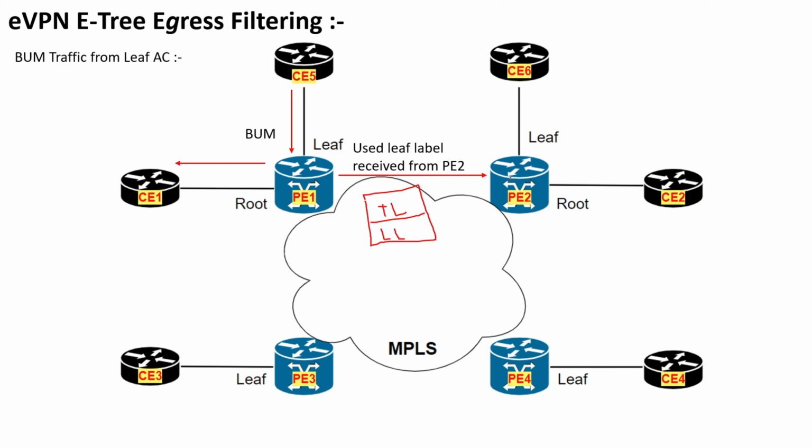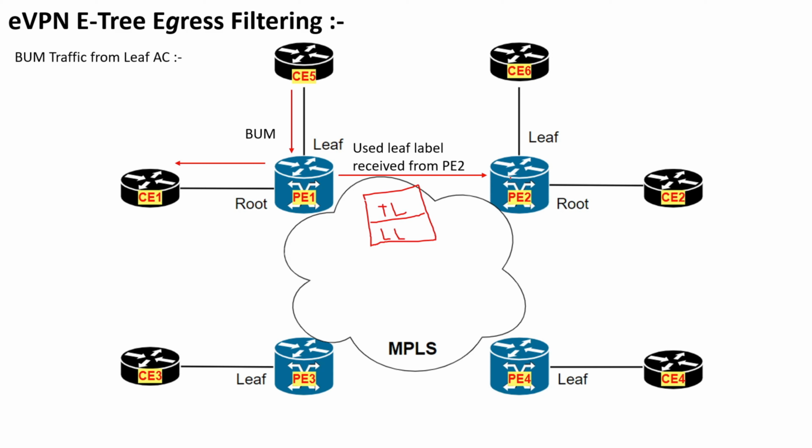If traffic is received from the root, it will follow the normal EVPN multicast route type 3 label. But if it is received from the leaf, it is going to use that ES-AD leaf label. So that remote end PE devices should know from where this packet has been generated. Two rules are applicable here. If traffic is generated by a leaf, it is going to attach the leaf label received from the ES-AD route type 1. If traffic is generated by a root, it is going to use the route type 3 multicast label.